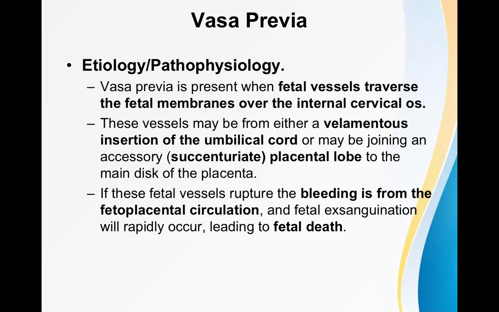Now, one big difference between the hemorrhage in placenta previa and abruptio placentae and this condition is that in this condition, the bleeding is coming from the baby. It is coming from the baby side. But in those two conditions, the bleeding is coming from the mother side. That's why even a slight amount of hemorrhage in vasa previa can be very lethal to the baby, and it can easily lead to fetal death.